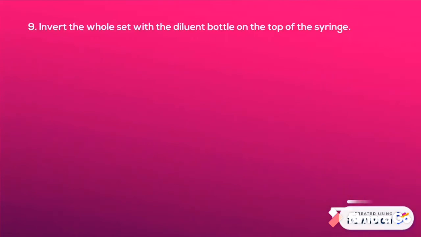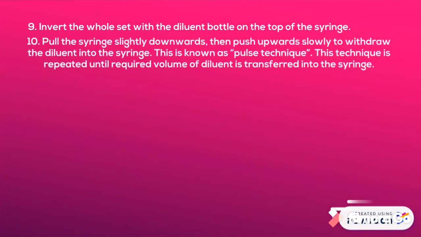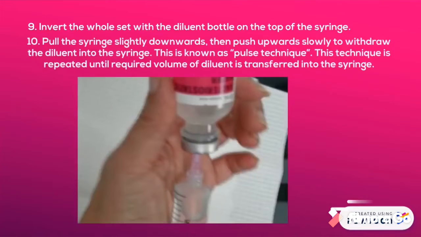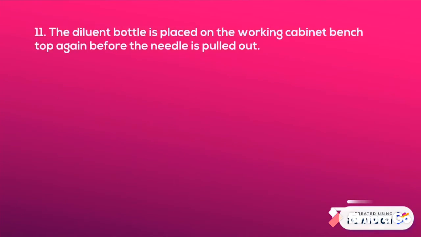Invert the whole set with the diluent bottle on the top of the syringe. Pull the syringe slightly downwards, then push upwards slowly to withdraw the diluent into the syringe. This is known as pulse technique. This technique is repeated until required volume of diluent is transferred into the syringe. The diluent bottle is placed on the working cabinet bench top again before the needle is pulled out.